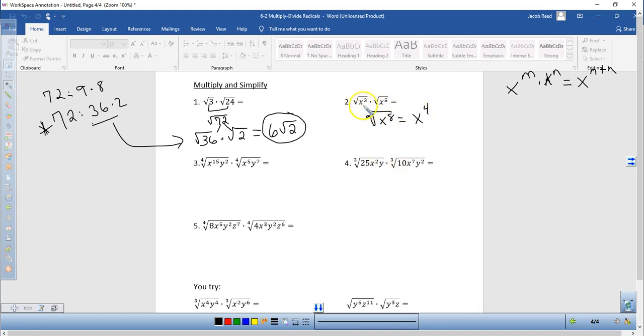Remember to check, since this is even, we check for an odd exponent. In this case, we don't have one, therefore we do not need absolute values. So no absolute value. And even produces an even.